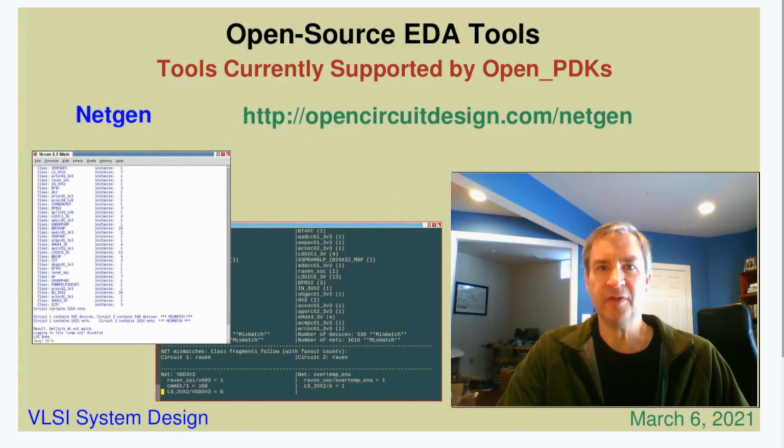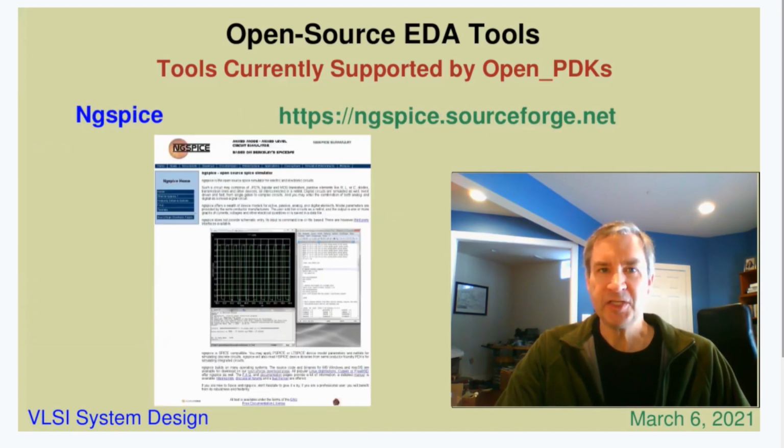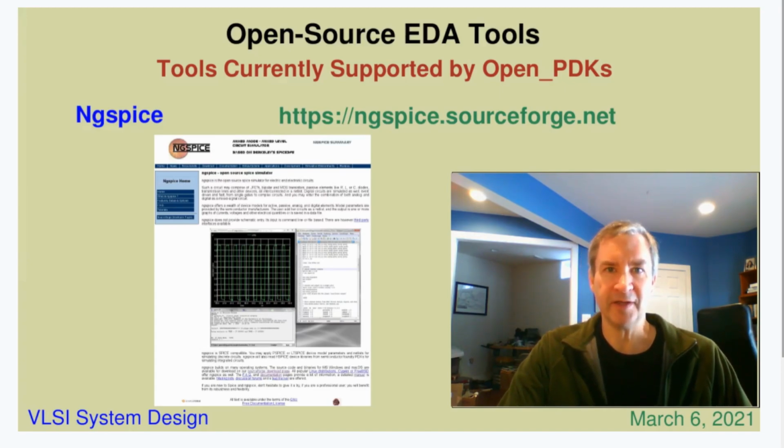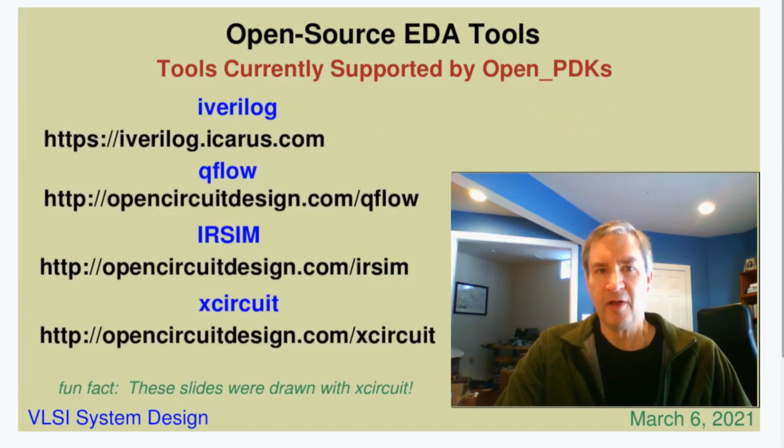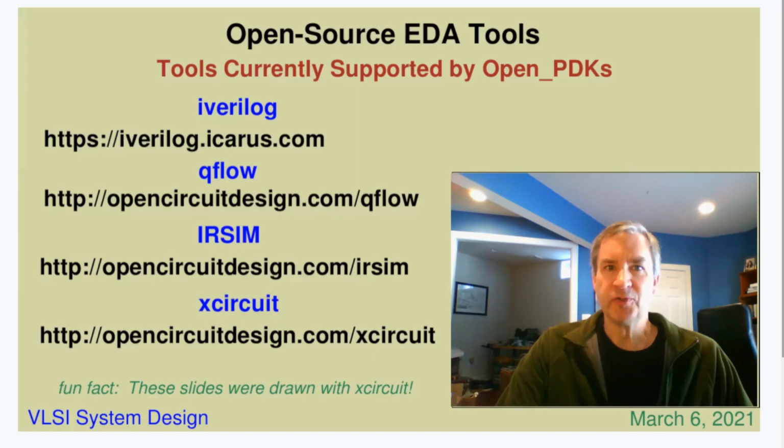NetGen is the LVS tool that typically works with a netlist extracted from a layout using Magic and a netlist generated from Xschem or from OpenLane. ngSpice is the analog simulation tool based on Berkeley Spice, and OpenPDKs installs all the model files such that ngSpice can find them with the right include statements. There are a few other alternative tools, including QFlow, an alternative digital synthesis flow, IRSim, a switch-level simulator and power analyzer, and Xcircuit, an alternative schematic entry and schematic capture tool. Additional tools can be added to OpenPDKs either as built-in entries like Magic and OpenLane or third-party entries like Xschem.